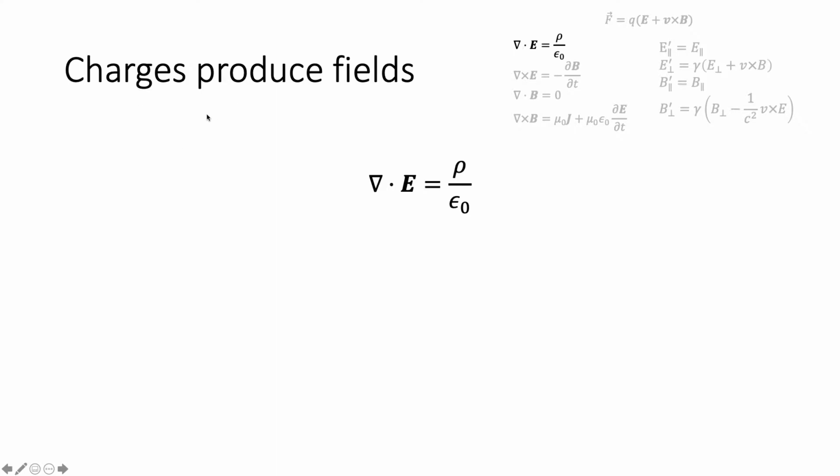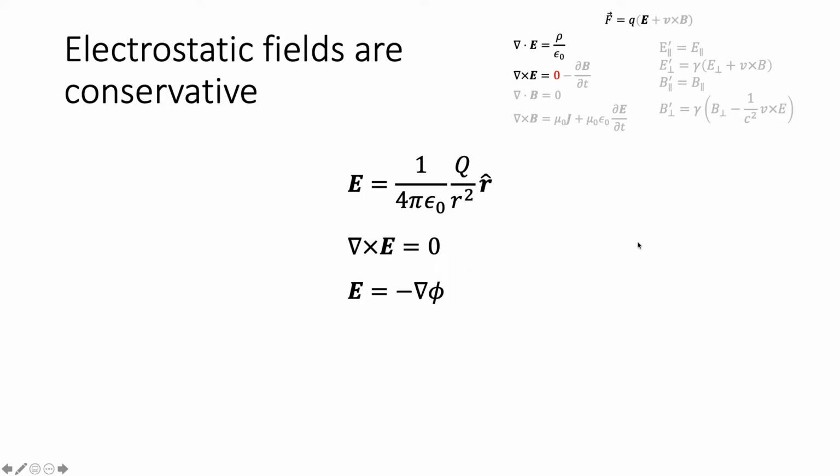The idea is that charges produce fields. With a charge density rho, it creates an electric field, and that gives us our first Maxwell equation. We know charges create fields, but how do charges respond to fields? Well, there is the electrostatic force, and additionally, the electrostatic fields created by charges or charge distributions are conservative.